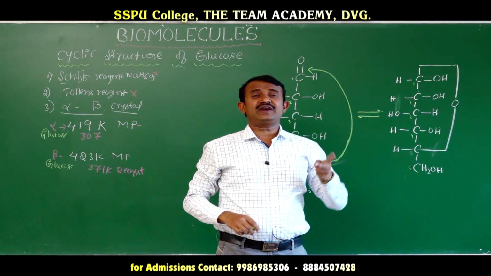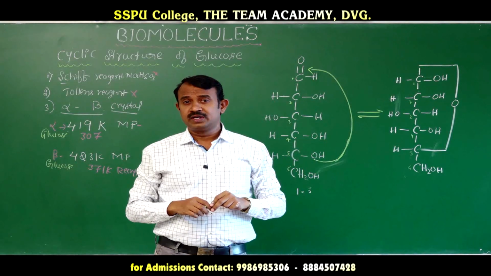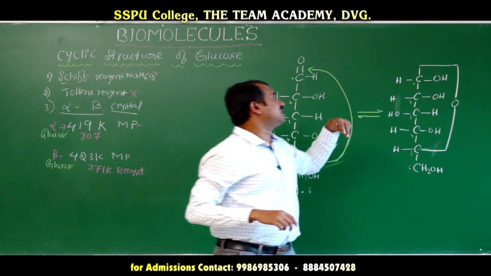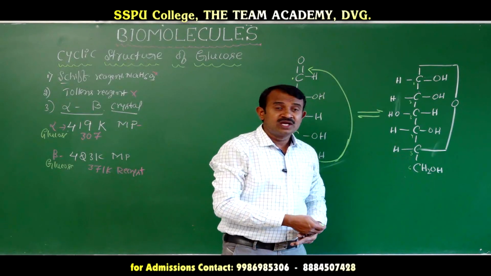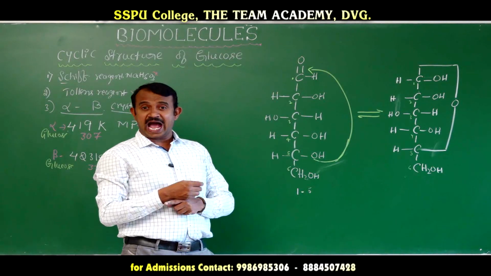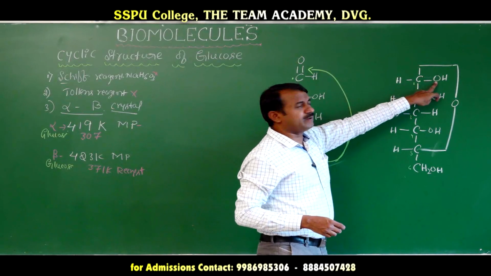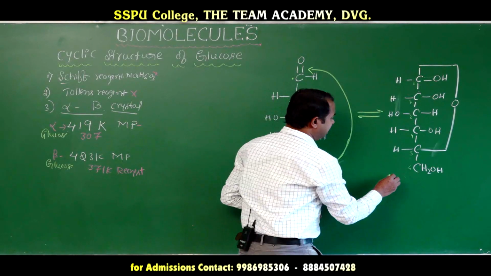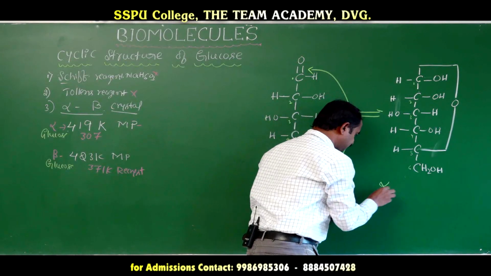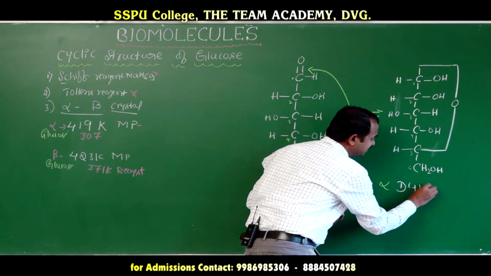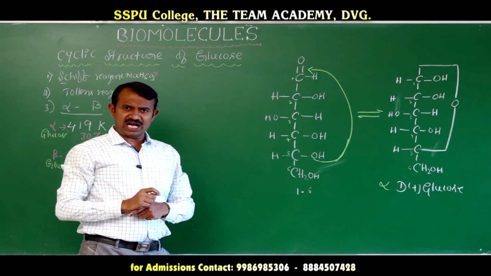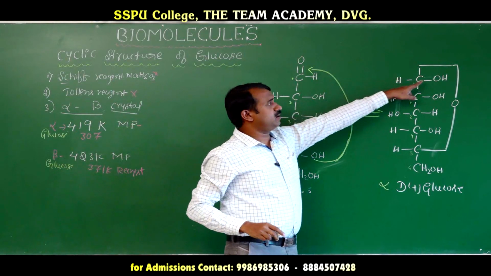If it has a different arrangement of the hydroxy group, it is the D and L configuration. If the hydroxy group is on the right side, it is alpha. If the hydroxy group is on the left side, that is beta. These are called anomers. Here the hydroxy group is on the right side, which indicates alpha, so this is alpha D plus glucose, depending upon the hydroxy group.